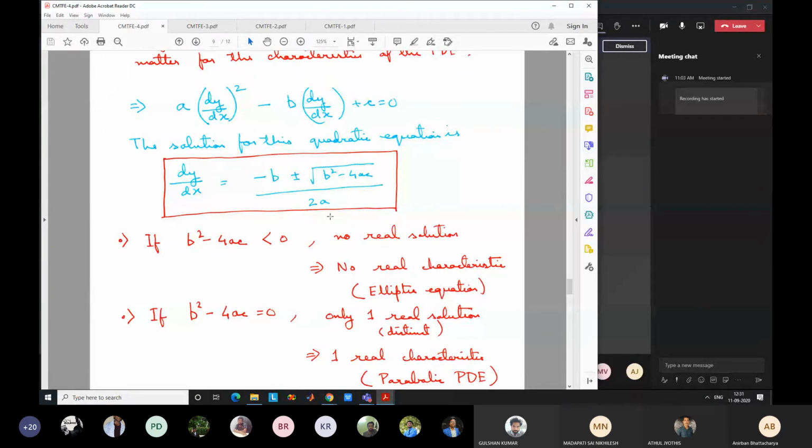The information that we get is that if this b square minus 4ac, the term within the square root, is less than 0, an imaginary solution exists. Real solution does not exist. Complex solution exists, so no real solution. So there is no real characteristic. Physical meaning we will come to later, but mathematically we can see that there is no real characteristic.